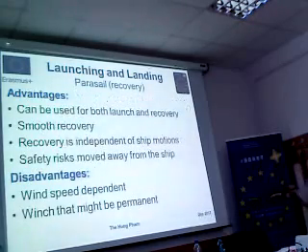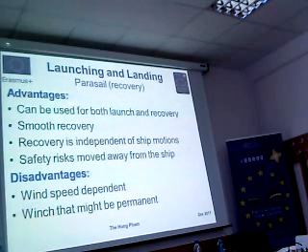So you can see this one, the apparatus you can use for both launch and recovery. The recovery is independent of the motion of the ship. However, we have these disadvantages for this recovery: it depends too much on the wind. If we have fast wind, this one will be bad, and the winch might be permanent.